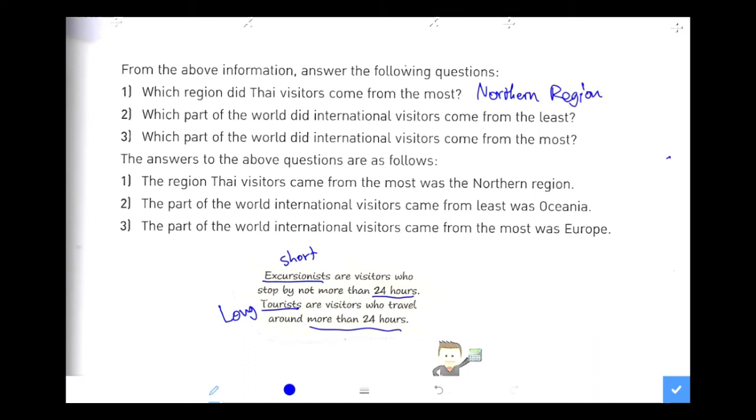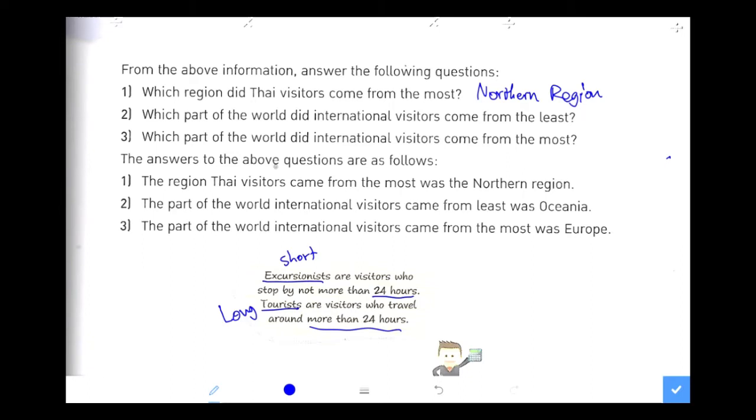Why is it northern region? Because Chiang Rai is in the north, so northern people go to Chiang Rai. It's near for them, but it's far for us. Chiang Rai is near for northern people, but far for Bangkok and Nonthaburi people. That's it. So next question.